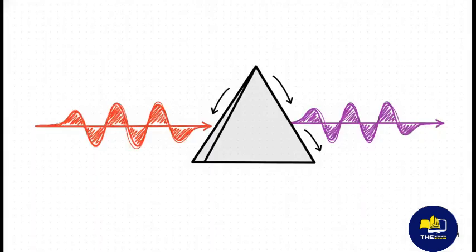Red light, with its long, lazy wavelength, actually travels a bit faster through the glass, so it gets bent the least. Then, all the way at the other end of the spectrum, you have violet light. It has a much shorter, more energetic wavelength, it travels slower, and it gets bent the most. Every other color, orange, yellow, green, blue, falls somewhere in between, each one bending at its own unique angle.